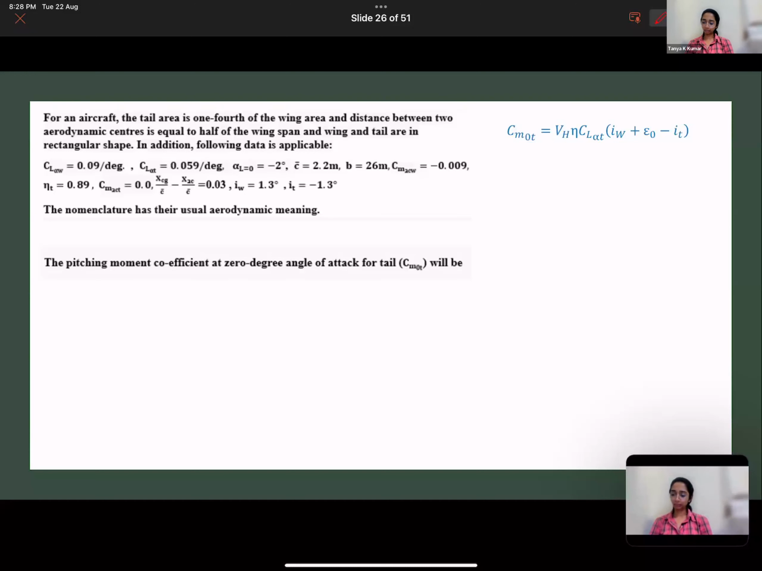In this equation, you know the efficiency factor, you know CL alpha tail, you know I wing, it's given in the question. We found out epsilon naught, I tail is given in the question. What is unknown is VH. How do you find out VH? What is the equation for VH? Formula: ST upon S, LT upon C bar.